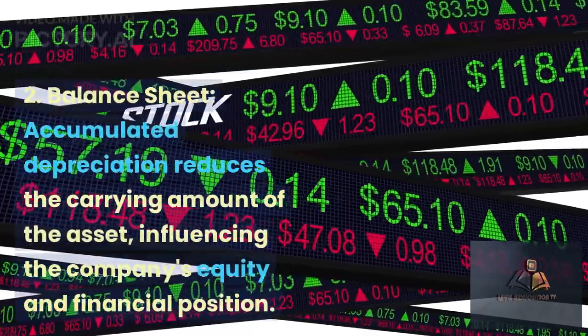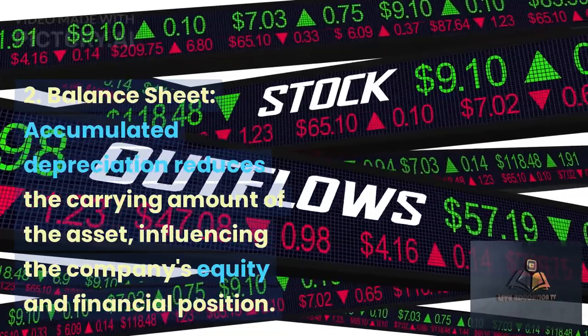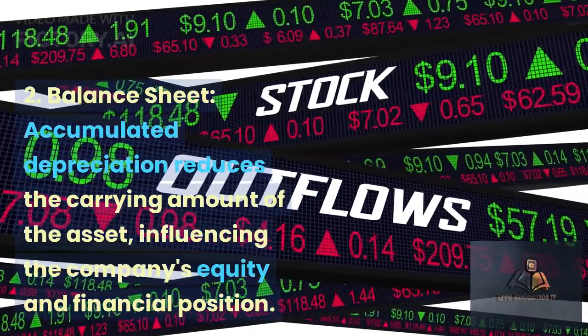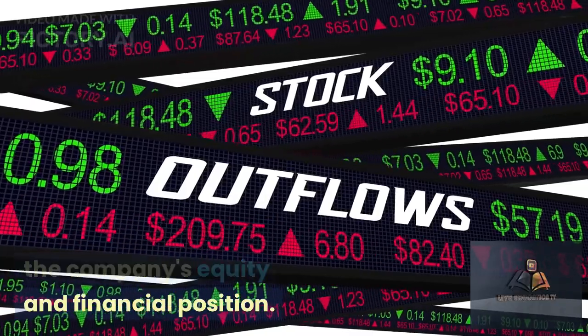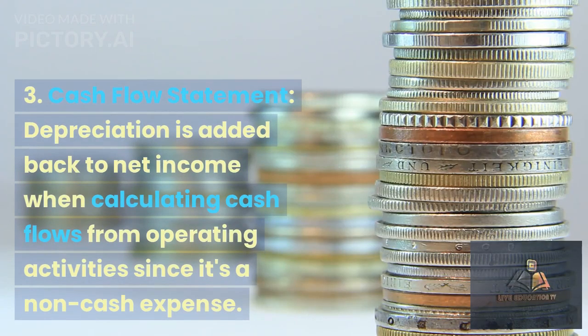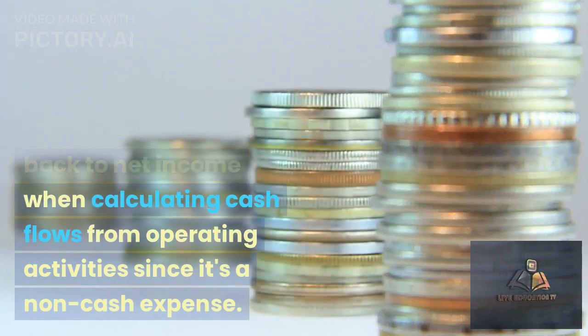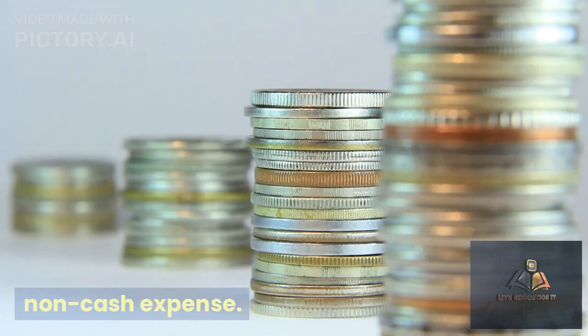2. Balance sheet. Accumulated depreciation reduces the carrying amount of the asset, influencing the company's equity and financial position. 3. Cash flow statement. Depreciation is added back to net income when calculating cash flows from operating activities since it's a non-cash expense.